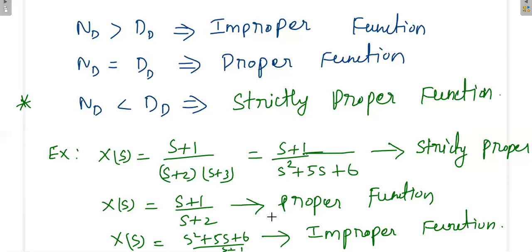Mostly we'll be taking the strictly proper function, and we will not take the proper function also. So mostly we'll be concentrating on strictly proper functions, where the order of the numerator is generally less than the order of the denominator. Why we are not considering proper and improper functions, we'll see in future. What is the problem with those functions? Then we'll see the initial value theorem and final value theorem.